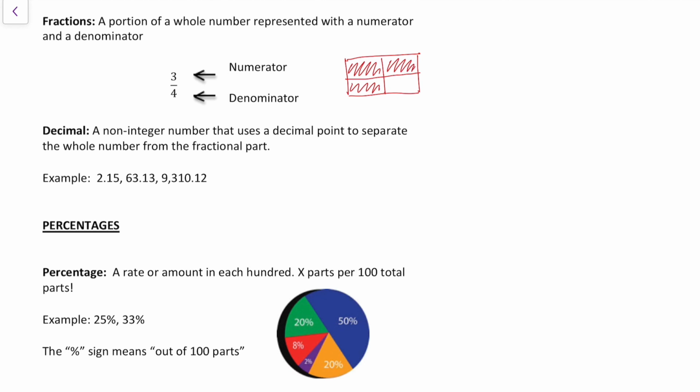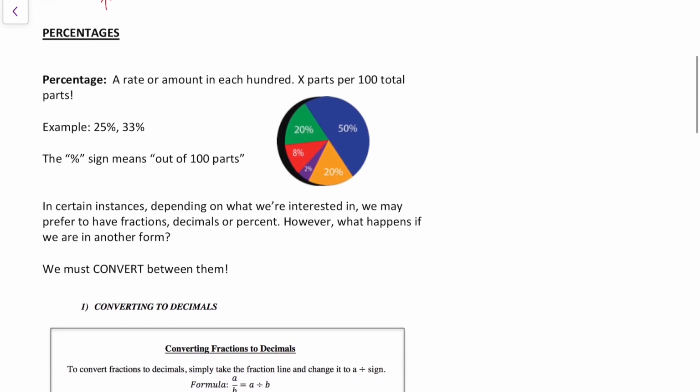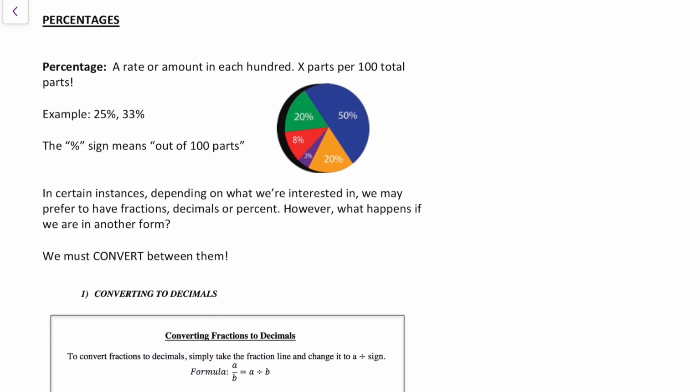Now, a decimal is a non-integer number that uses a decimal point to separate the whole number from the fractional part. So it uses a decimal point in order to represent the whole and the fractional part. But they're both different ways of showing a value and how much we have of something. Percentages show that as well. So it's another way that we can represent a value or how much we have. And percent means out of 100. So it's always basing how much you have out of 100.